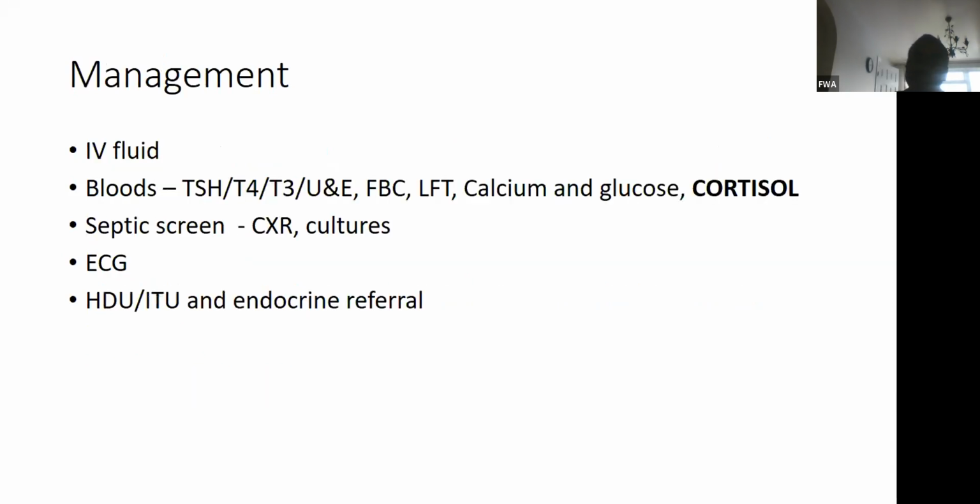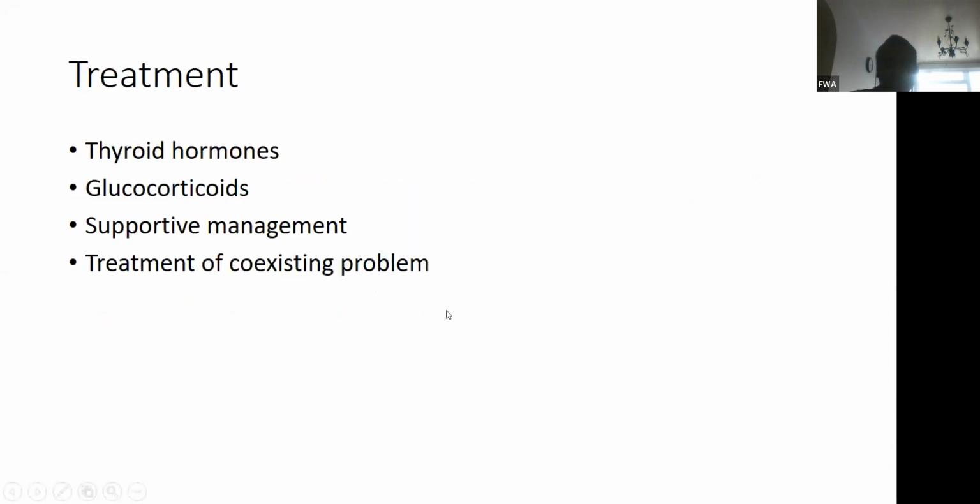Again, the management is to give IV fluids, and send appropriate investigations like thyroid function tests, and look for infections by doing chest X-rays and cultures. I think the most important is to do a cortisol level. That's the key in patients with myxedema coma, that we want to make sure we pick up patients with adrenal insufficiency at the same time, because if they've got autoimmune hypothyroidism, they're more likely to have autoimmune adrenal insufficiency as well. Always important to do an ECG, and out of hours, refer the patient to HDU.